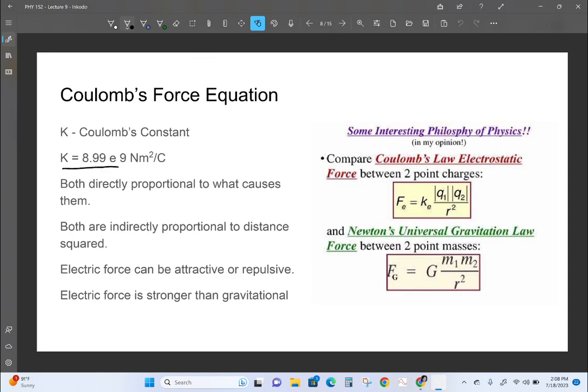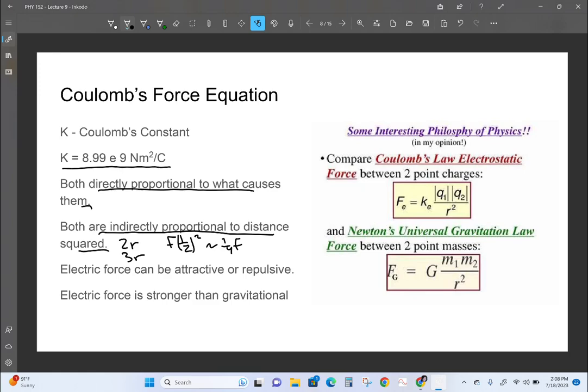So that constant is 8.99 times 10 to the 9 newtons meters squared per coulomb squared. And if we compare these two laws, the formulas look really, really similar, right? They're both directly proportional to what causes them. They're both inversely proportional to distance squared, which means if I double the distance, then the force will be 1/4 of what it started at.